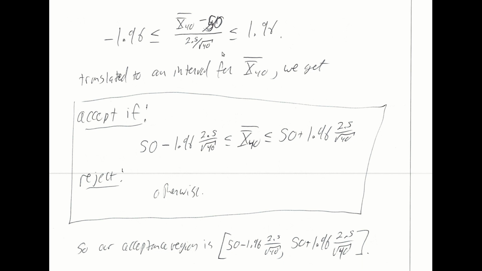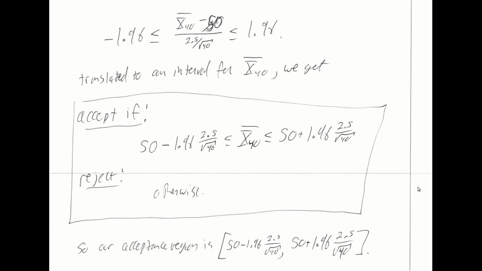We can translate that into an interval for x hat sub 40 itself by simply multiplying this denominator over to both sides and adding 50 to both sides, and we get our acceptance region for our test statistic. We now are going to accept the null hypothesis if the test statistic falls between this number and that number, and we will reject it otherwise. So we have our acceptance region. Our acceptance region looks like this. The critical region would be everything but, so from negative infinity up to this point, union with this point out to infinity. And our critical values are exactly the left and the right hand boundaries here for the test statistic.